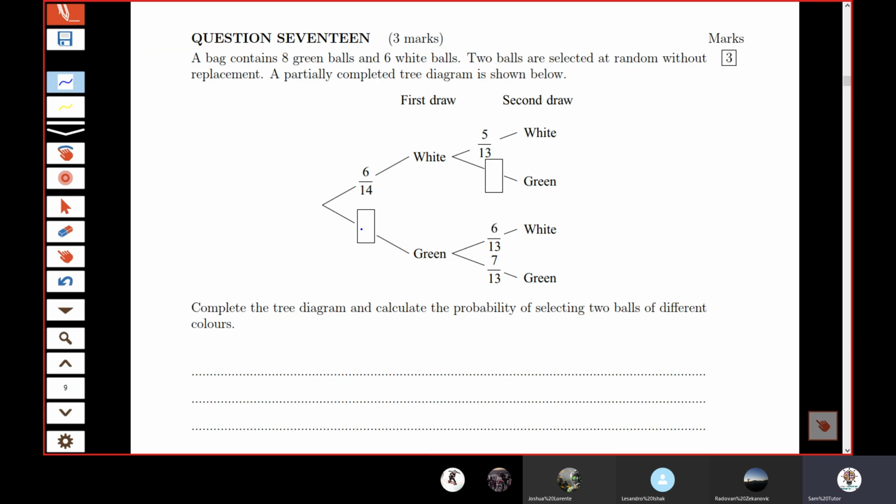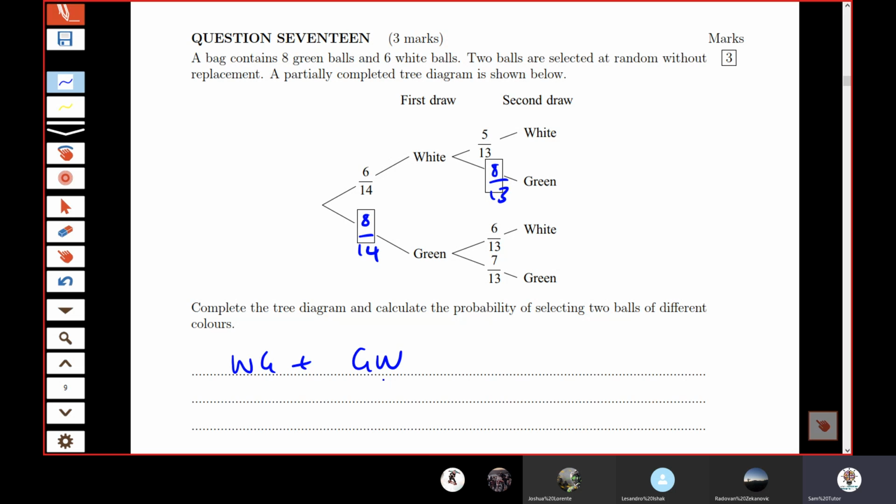6 on 14, we said 8 on 14? Yep. I'm not reading, by the way. This would be what, 8 on 13? And that's it. And calculate the probability of selecting 2 balls of different colors. That just means white, green, plus.